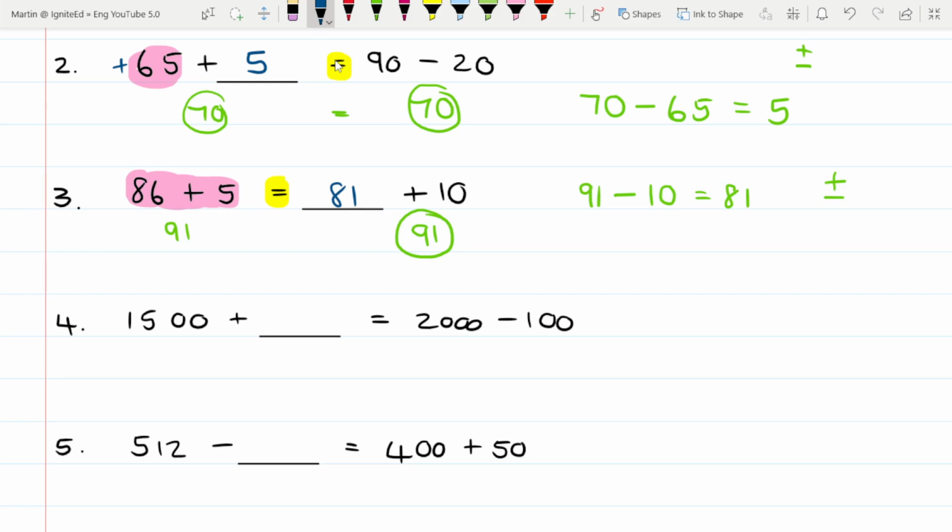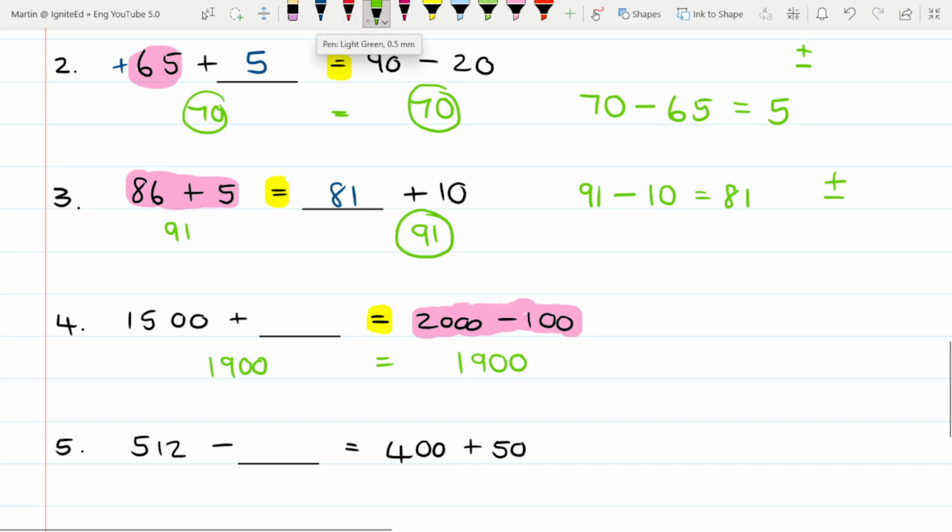Number 4, 1,500 plus something equals 2,000 minus 100. Firstly, we've got an equal sign, so the left-hand side must be equal to the right-hand side, and we've got 2,000 minus 100. And as I always say, start with what you have. 2,000 minus 100 gives us 1,900. So we know that because of the equal sign, the left-hand side must also be 1,900. So we need to figure out what is the outstanding value.